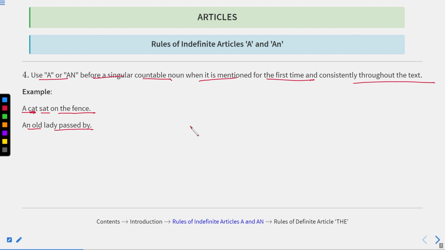An old lady passed by. That can be any old lady, but I'm just telling you that some old lady passed by, so we can use N before it. N depends on the pronunciation of the nearest word, that is old, and O begins with a vowel sound. That is why we have used N. Also, you can see the pattern of the sentence here: lady is a noun and old is an adjective, and before this we need to put an indefinite article.